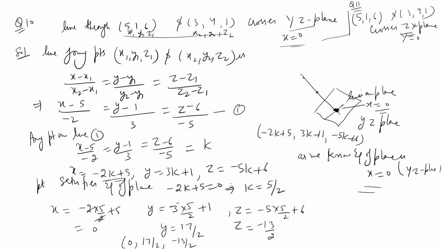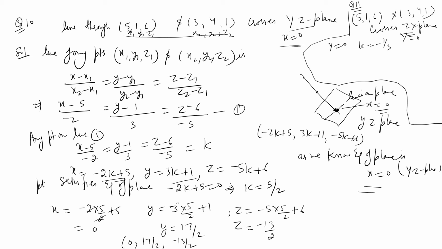So we can finish question number 11 here only, because the rest of the conditions are the same. In this case, the whole of the question is the same, but now y is equal to 0. So that means k will be, you can see 3k plus 1 is 0, so k will be minus 1 by 3.